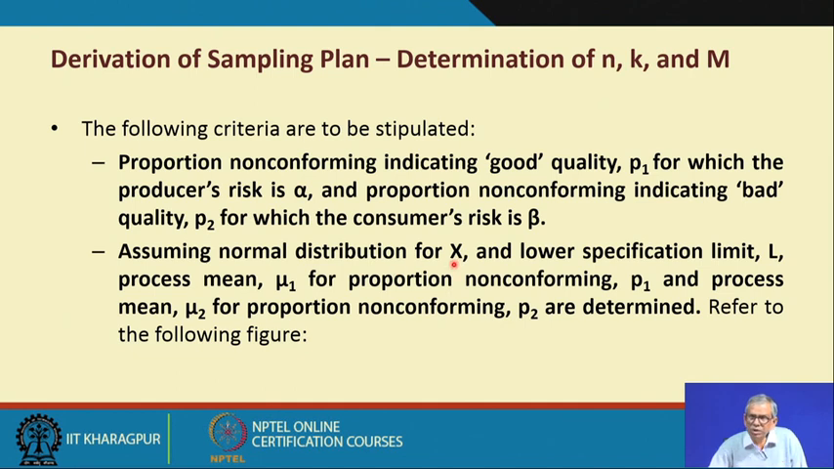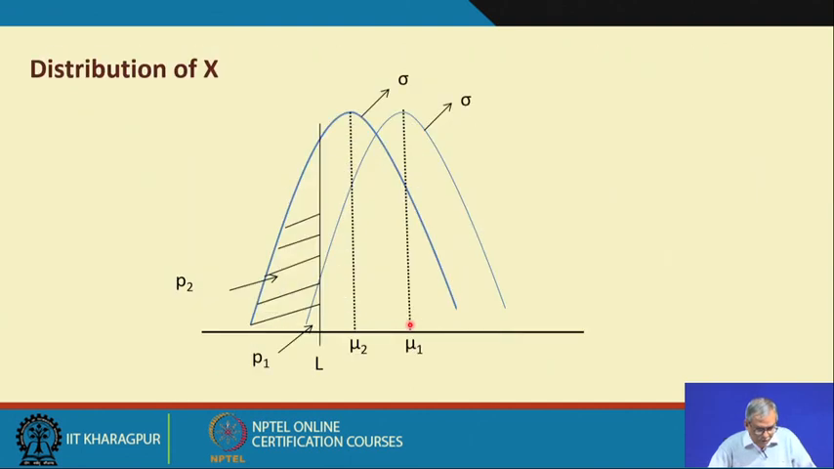Assuming normal distribution for X and the lower specification limit L, process mean mu1 for proportion non-conforming P1 and process mean mu2 for proportion non-conforming P2. Now these are determined. That means process mean mu1 against P1 and process mean mu2 against P2. Suppose these are known, then you refer to the following figure.